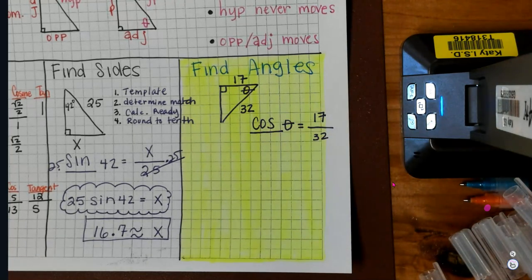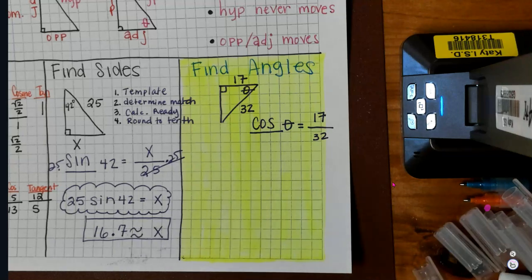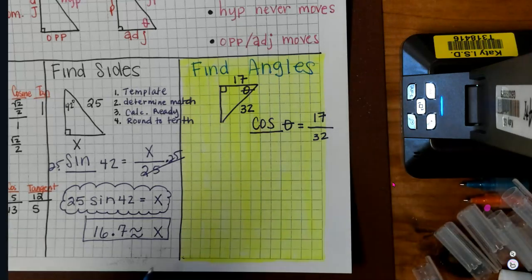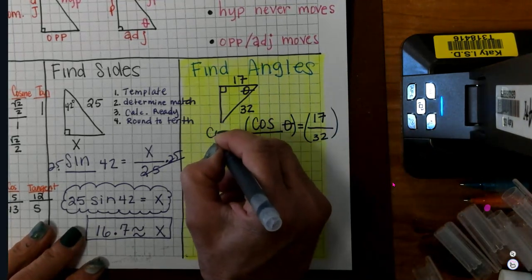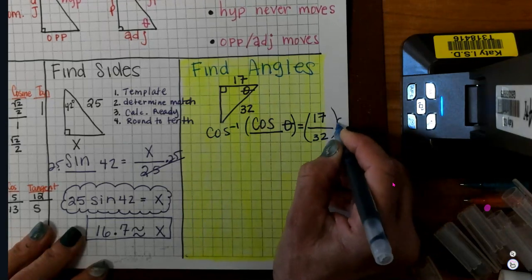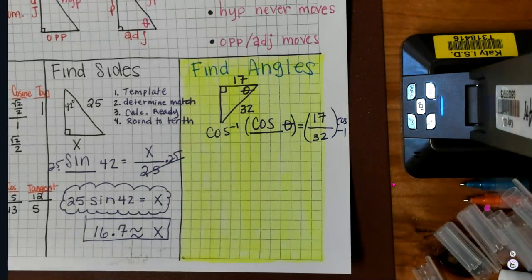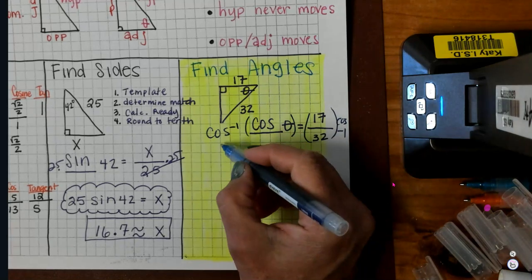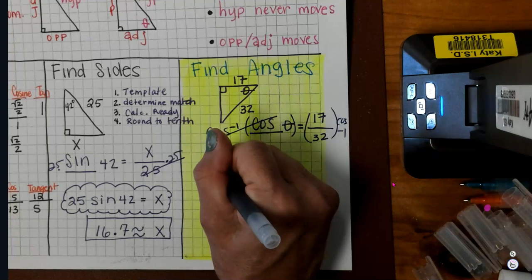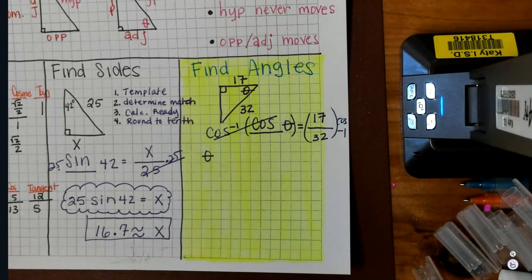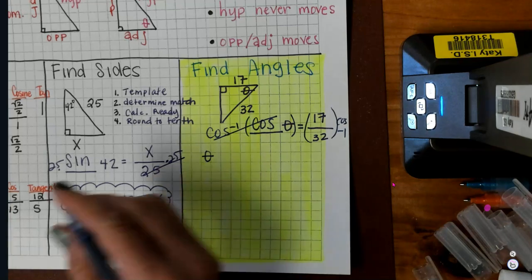So that's the work that you would set up for that. Now remember, we're trying to find theta, and that's one of those weird problems where you can't divide and you can't multiply by a fraction. So we're going to multiply both sides by the inverse. Cosine of negative 1. So cosine of negative 1 and plain cosine cancel out. So that's going to leave theta over there on the left side.